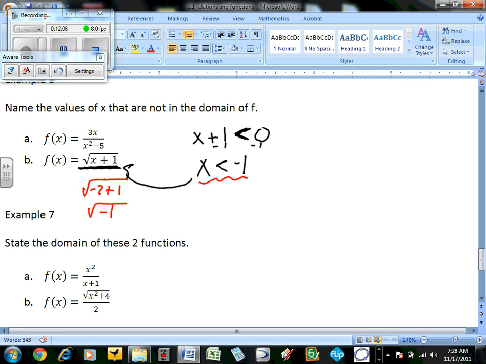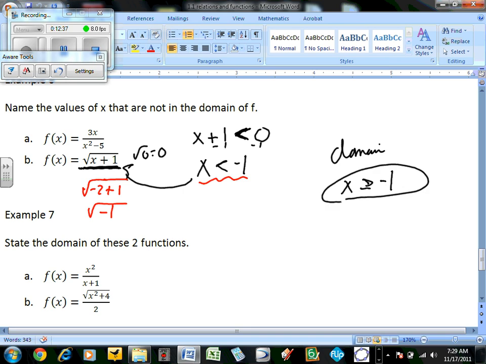So we say that the domain would be everything that's got to be greater than or equal to negative 1. X is greater than or equal to negative 1. It can be 0. The square root of 0 is just 0. But it can't be anything less than negative 1. Or you could say the domain is all numbers negative 1 and bigger. You can write it any way you want.